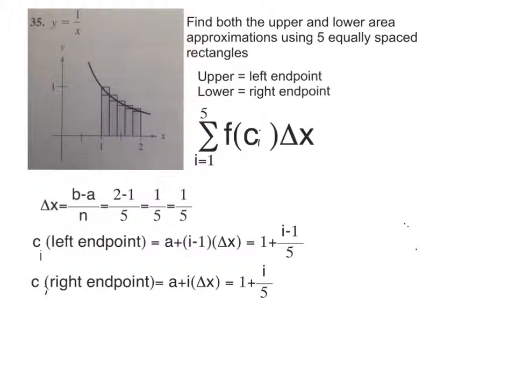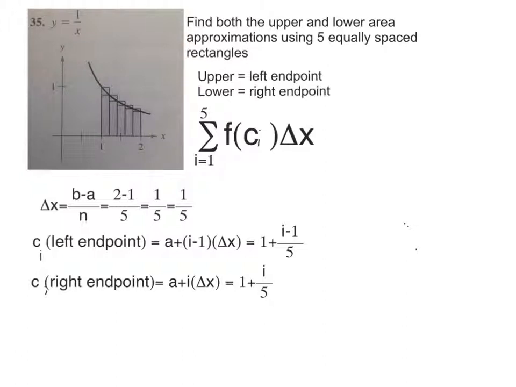So a couple of things to notice. I'm looking at the summation from 1 to 5, f of c times delta x. Well, my delta x is, of course, going to be b minus a over n, which is 2 minus 1 over 5, or 1/5. Yeah, I wrote it twice. That's how important it is. And then the left endpoint c_i is going to be, of course, my a plus i minus 1 times delta x, because I'm starting 1 previous. I'm not actually adding any amounts. My first rectangle will be just this a height. So we have this 1 plus i minus 1 over 5.